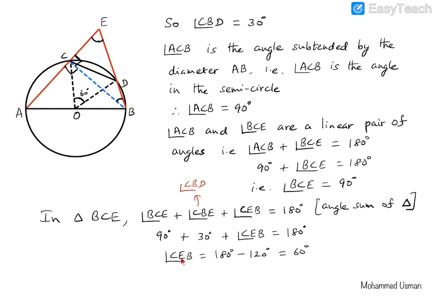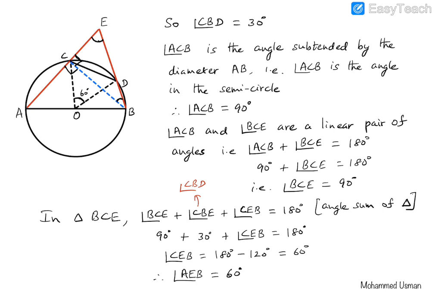So we have now obtained the angle CEB to be equal to 60 degrees. But angle CEB is the same as the angle AEB. So therefore, angle AEB is equal to 60 degrees, which is what we have to prove. So angle AEB also equals 60 degrees, which is what we had to prove, and hence it is proved.